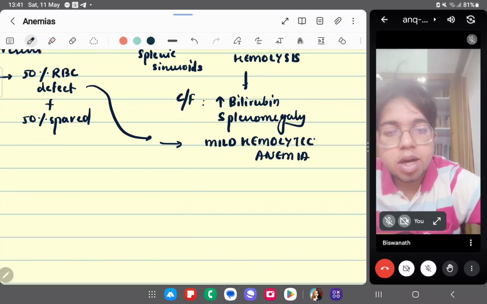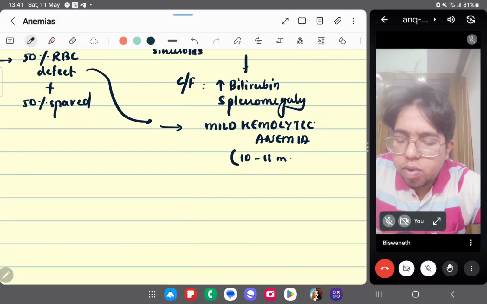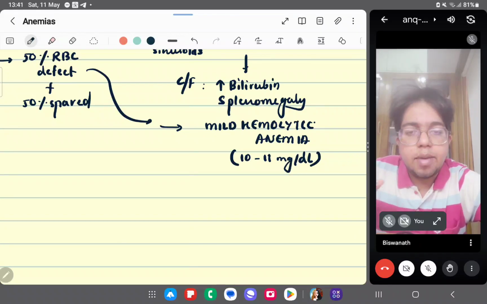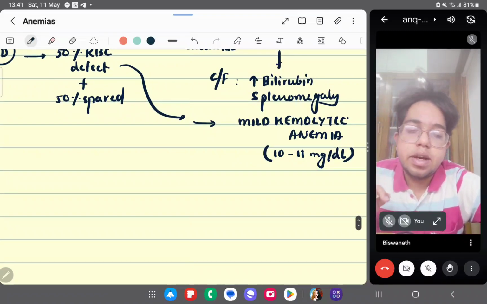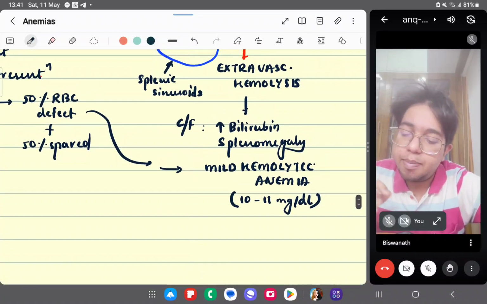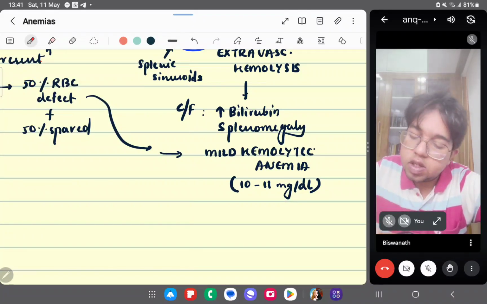Mild hemolytic anemia. Understood? Mild anemia means your hemoglobin levels will be 10 to 11 milligram per deciliter, right? Mild hemolytic anemia. Okay, understood. And how will we diagnose the increased bilirubin? The diagnosis will be increased bilirubin.